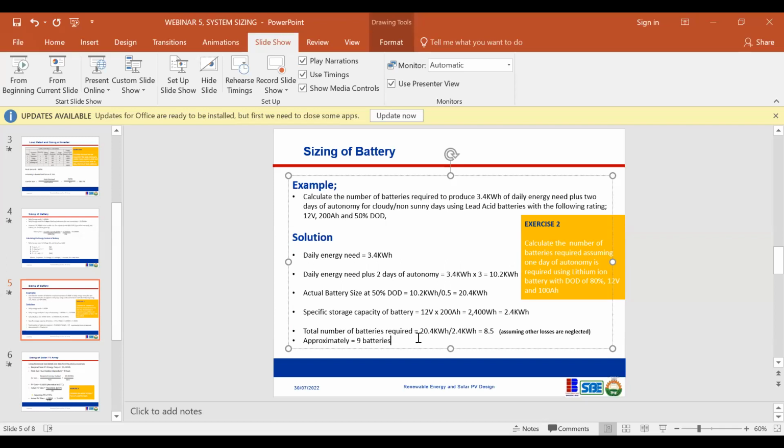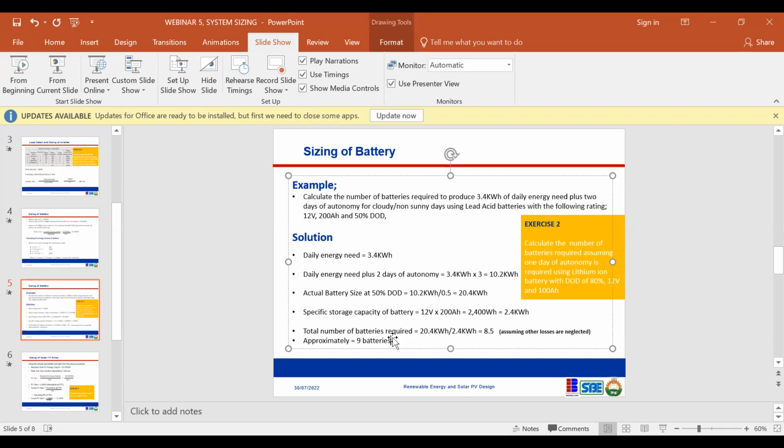If you do that division, you get 8.5 batteries. But you cannot buy half a battery in the market, so you approximate it to 9 batteries. But again, you need to be careful in determining the number of batteries that you need to buy, because one thing that determines the number of batteries you need to buy is your system voltage, the voltage of the system you're designing.